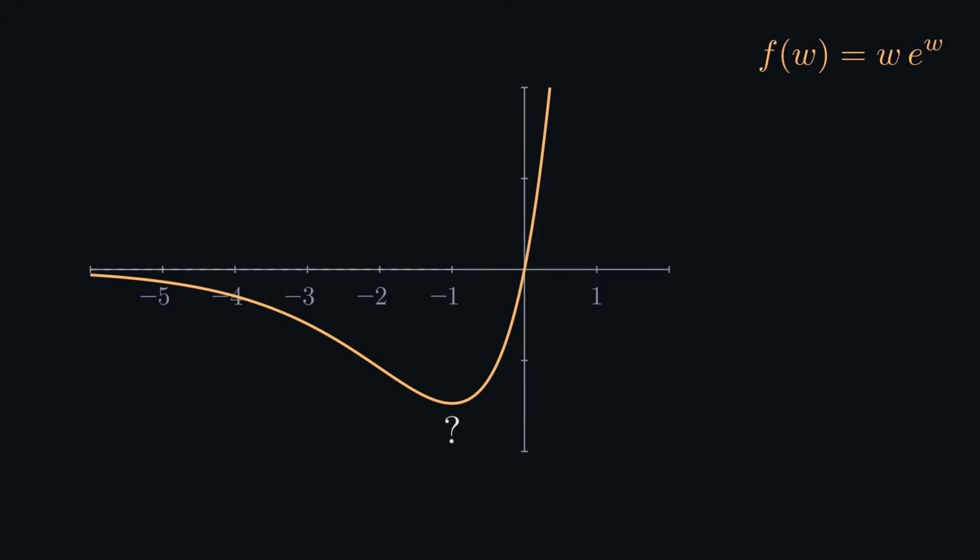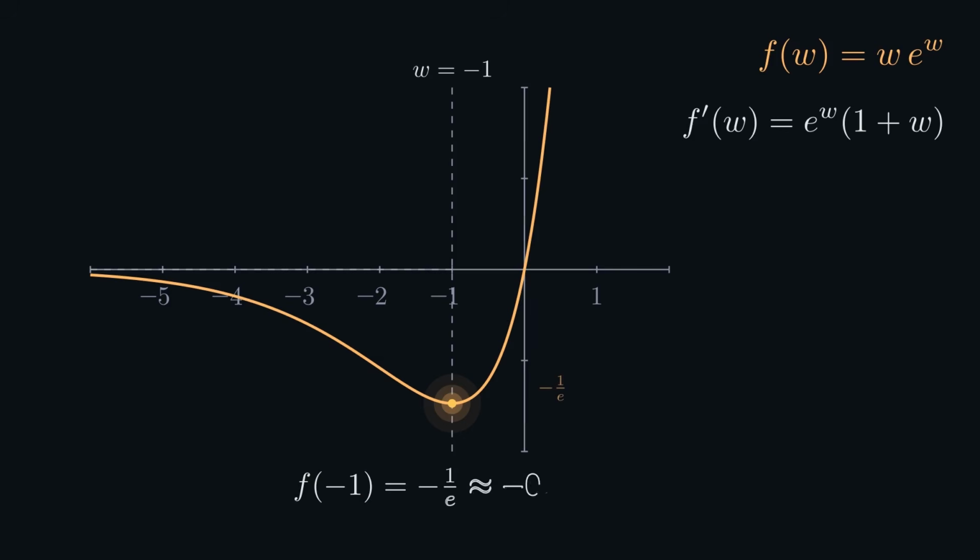Differentiate. Use the product rule. F prime of w equals e to the w plus w times e to the w. Factor out the exponential and you get e to the w times 1 plus w. Stare at that. e to the w is never 0. So the only place the derivative vanishes, the only critical point on the entire real line, is w equals -1.